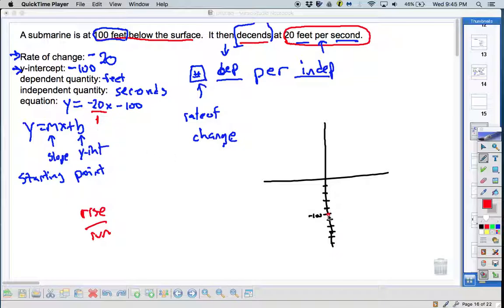That means starting right here, we go down 20. Remember, these are counting by 20s. So our next line here is negative 120. So we go down 20, and then we got to go over 1. So if we go down 20 over 1, we end up right there. And we could keep doing this again and again and again. And we're going to eventually have our line that goes right through those points.